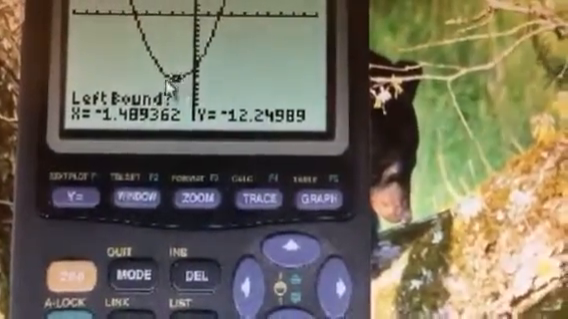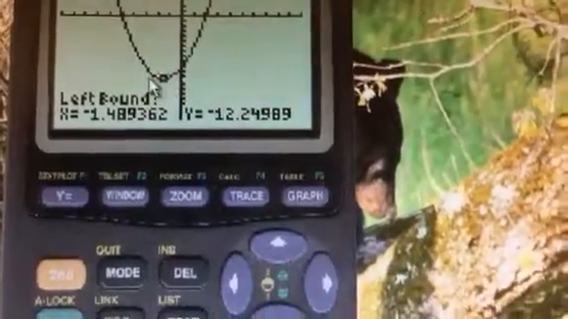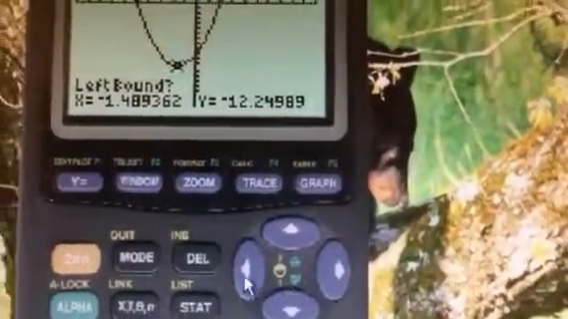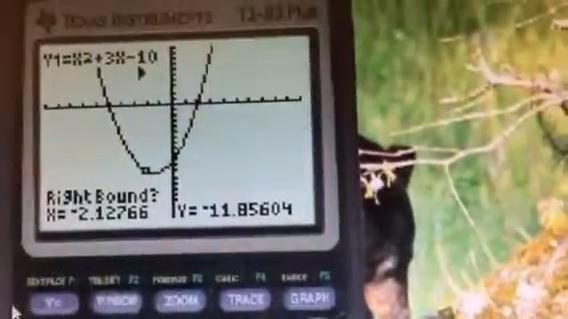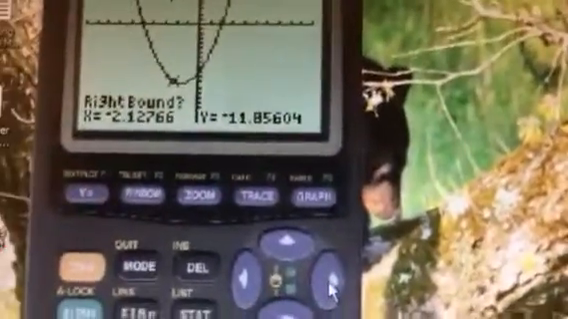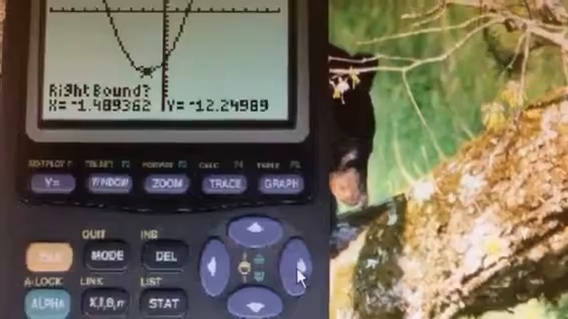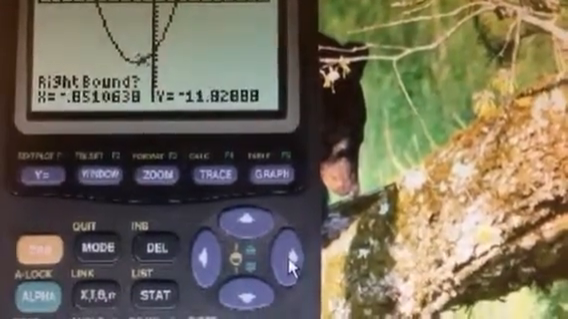Left means they want us to move to the left of where we think the vertex is at. So I'm going to push my left arrow key. When it starts going up, usually that's when I stop. So notice there, I'm going to hit enter. Now it says move to the right of where you think the minimum is located. So I'm going to go around. When it starts going up, I stop. So right in there somewhere, that's good.